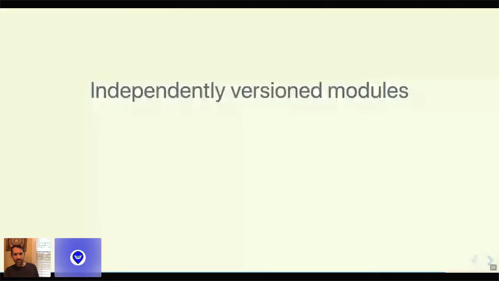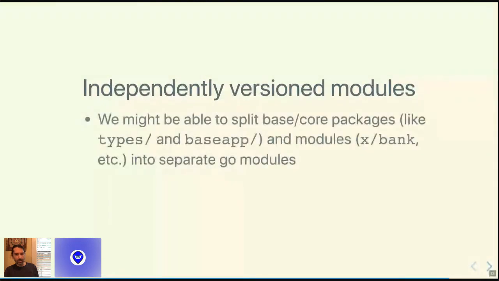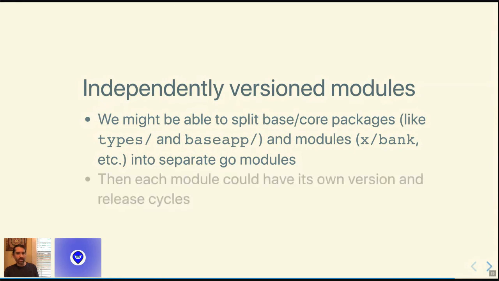Another idea that we have is that maybe we can have independently versioned modules. Like maybe we could split up the base and core packages like types and base app and bank and gov and other modules into separate Go modules, maybe within the same repo, maybe eventually in different repositories. And this could lead us to a scenario where each module could have its own version and own release cycle, so that everything is not tied to Cosmos SDK releases as a whole big project, but more smaller pieces with a bit of their own development cycle.